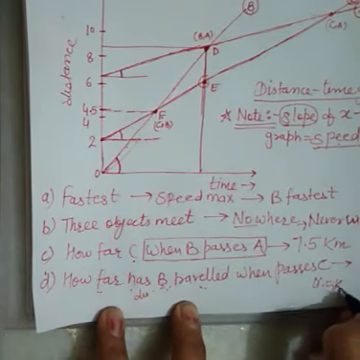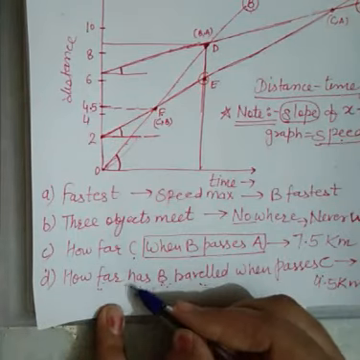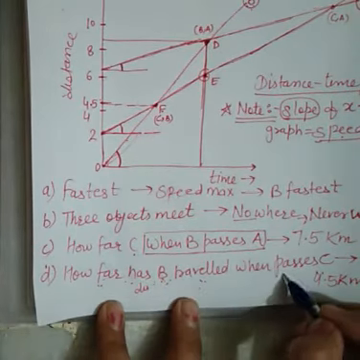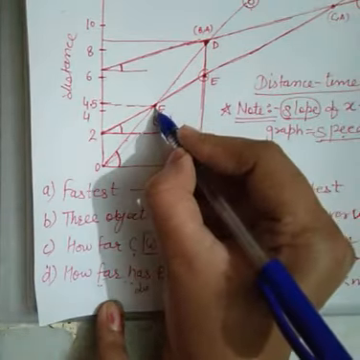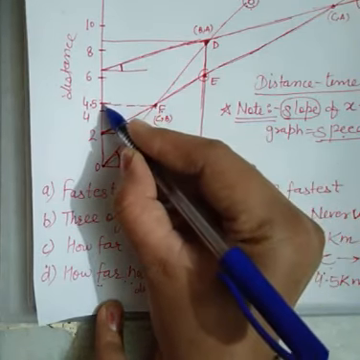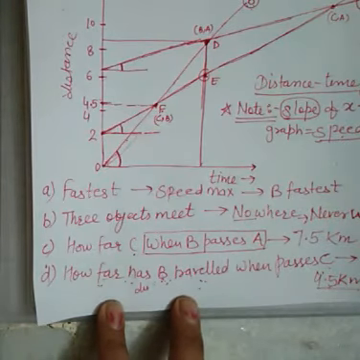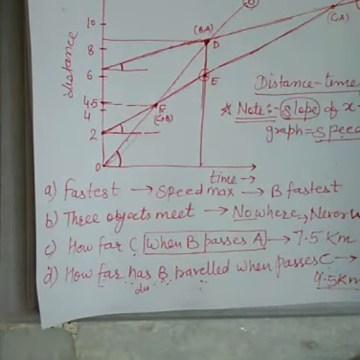Distance is to be found out, so we have to move to our distance axis. How far has B traveled when it passes C? B passes C at this location labeled F. Moving to our distance axis, it is 4.5. So the result is 4.5 kilometers. All that is needed in the question is to observe the graph, read it in the proper way, and then write the result.